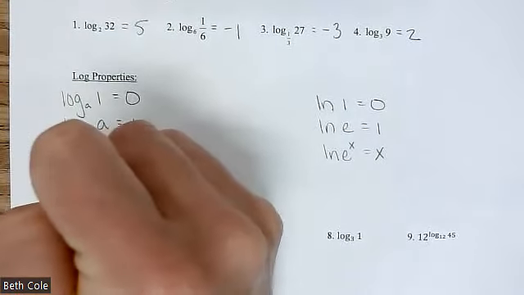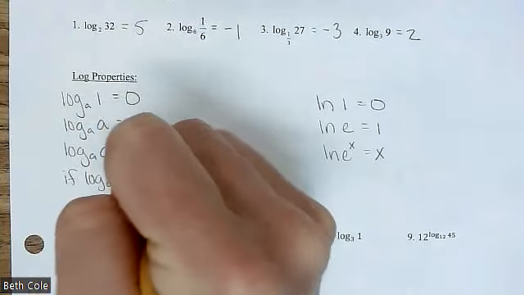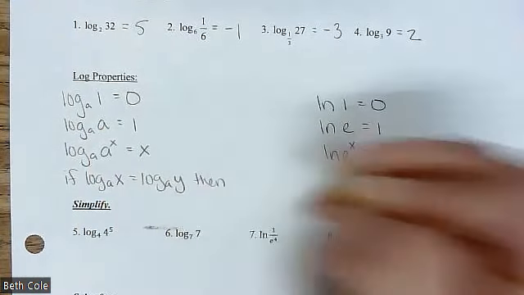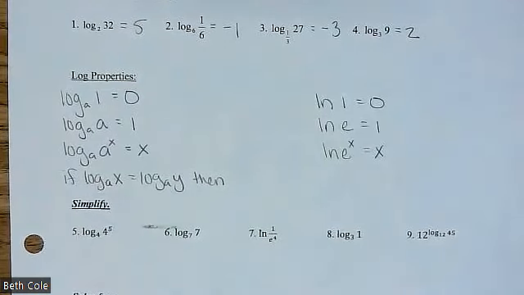And then the last one, if log base A of X equals log base A of Y, then what do you think you get to conclude? It's one of those if-then statements. If this is true, then what do you get to conclude? Log base A of X equals log base A of Y, then what would be true? Yeah, X equals Y. If these have the same base, then X is going to equal Y.